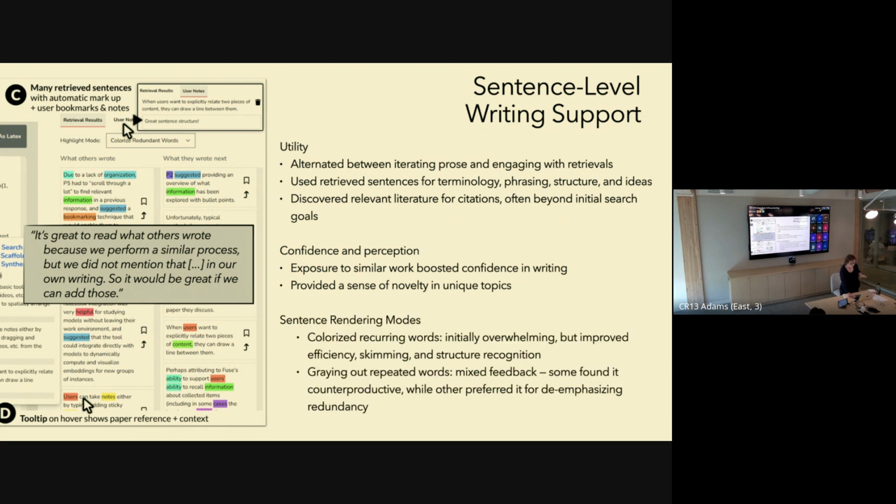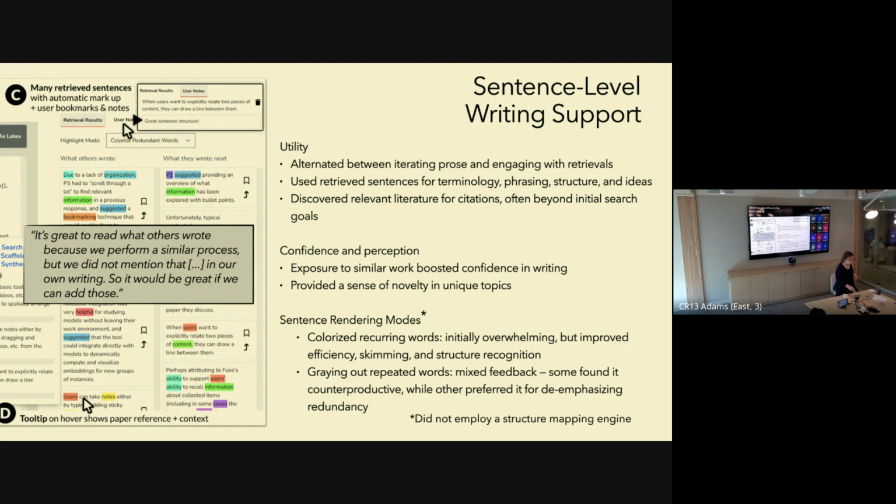And then for the sentence rendering, we had these different ways of trying to surface relationships across the retrieved samples. Many found it initially overwhelming, but it did improve their efficiency, skimming, and structure recognition. And graying out repeated words had some mixed feedback. So we're still iterating on how we show that emergent structure.